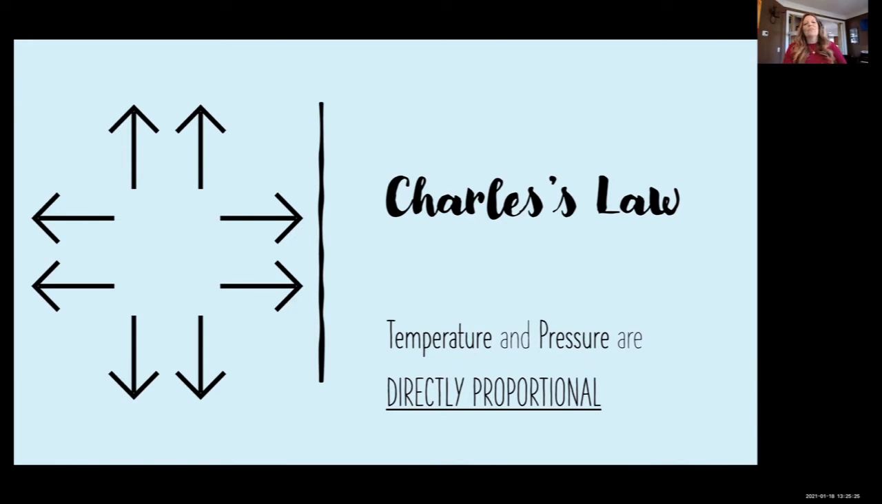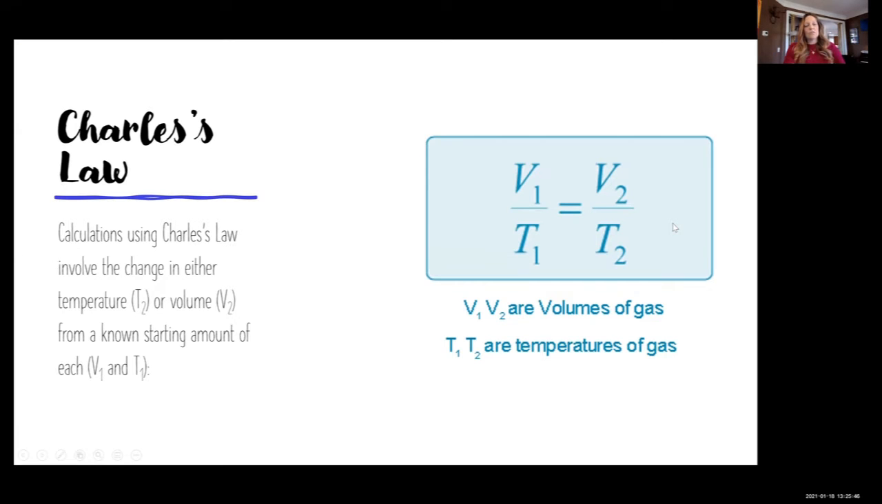Charles's law says that the temperature and the volume are directly proportional. What we mean by directly proportional is that if one goes up, the other goes up. If one goes down, the other goes down. If you were using temperature and volume as arrows, they would be going the same direction every time, both in the same direction. So Charles's law, when you're calculating it, involves either a change in temperature or volume.